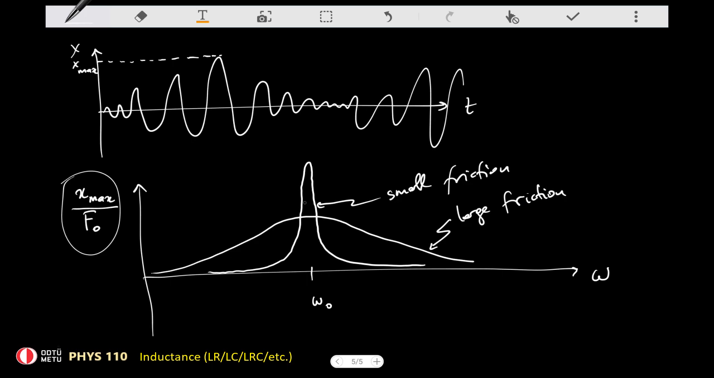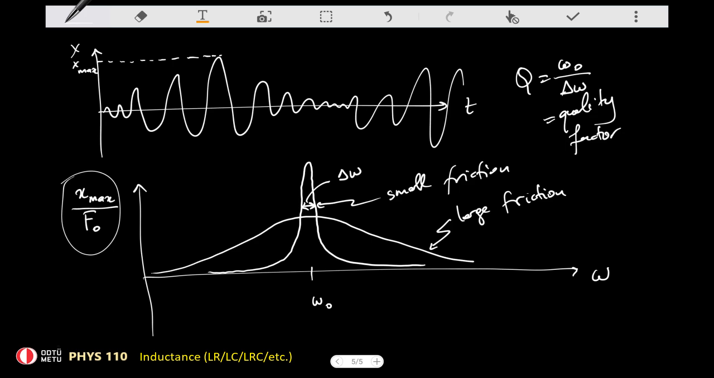Usually we measure the width of this thing by the range of frequency in here, and the quality factor is usually defined as the ratio of the resonance frequency with the width. So that's called the quality factor. Quality factor basically tells us how sharp that resonance curve is. So it's an indication of how good a resonance condition is satisfied.